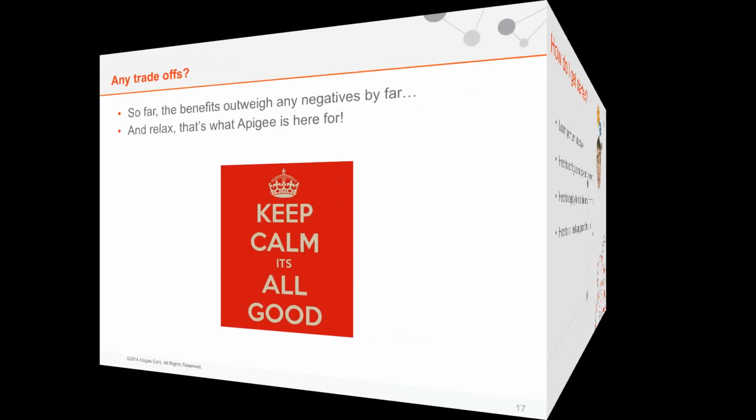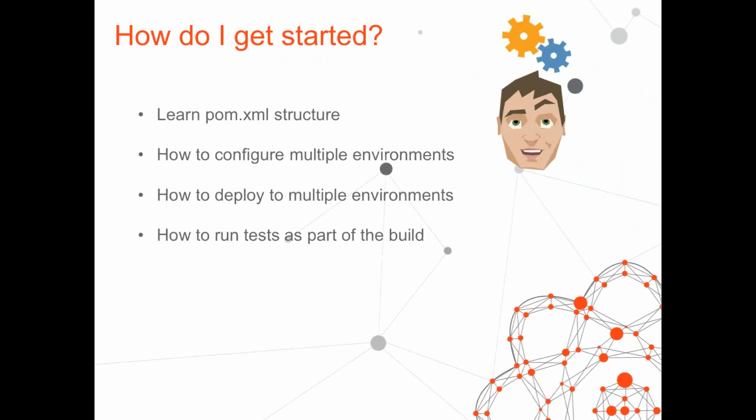All right. So the next step is, how do I get started, right? This is all great, but how can I get my hands dirty with this? The first thing that you should learn is about the POM.xml structure, and then you have to learn how to configure multiple environments in the POM.xml. Then you should be able to deploy to multiple environments and run tests as part of the build.